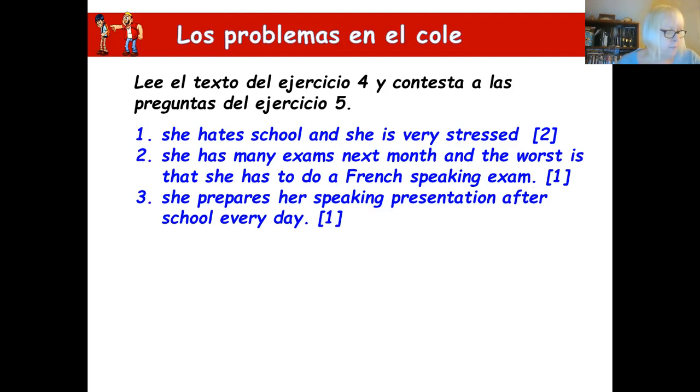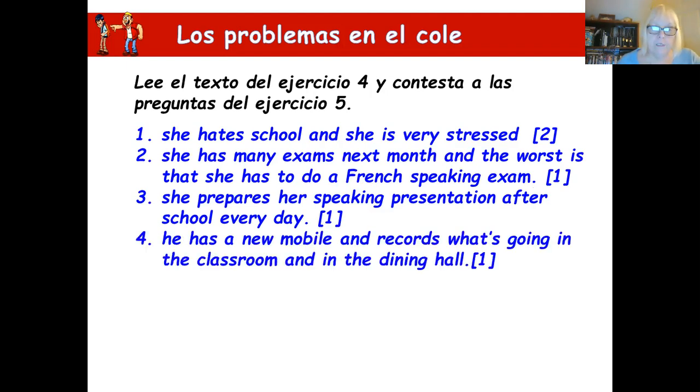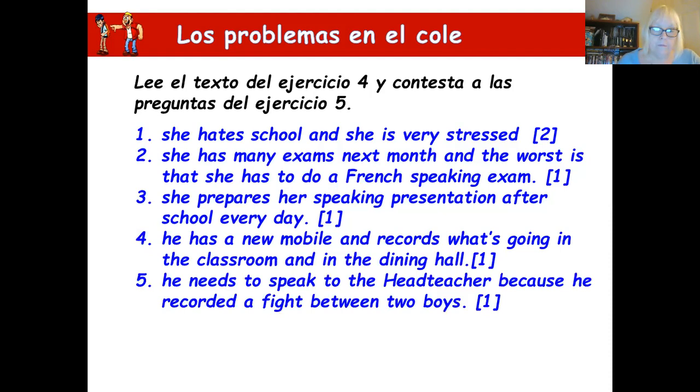Número 4, what does her best friend do all the time at the moment? He has a new mobile and he records what's going on in the classroom and in the dining hall. Número 5, who does Juan have to speak to and why? He needs to speak to the head teacher because he recorded a fight between 2 boys.